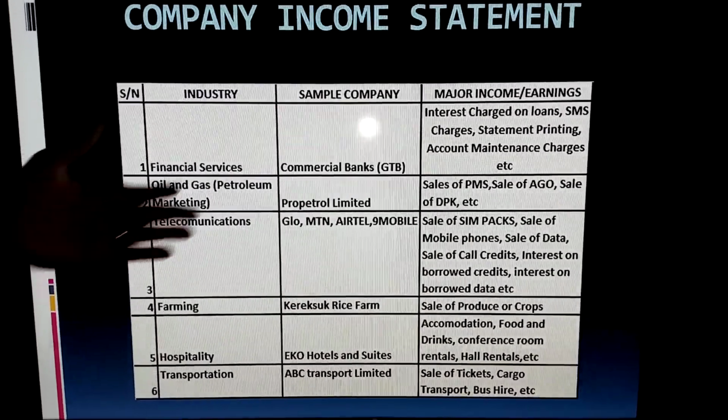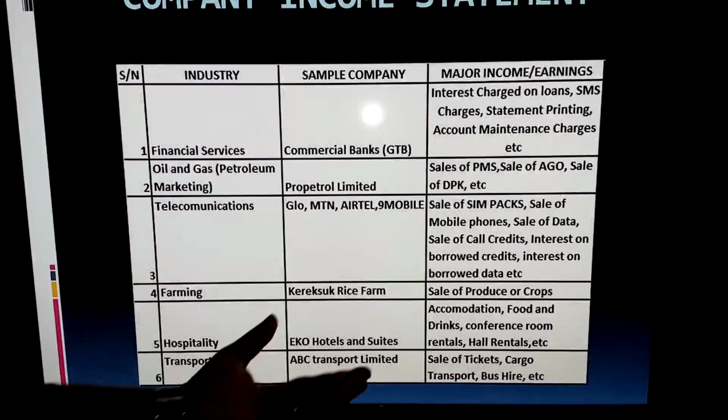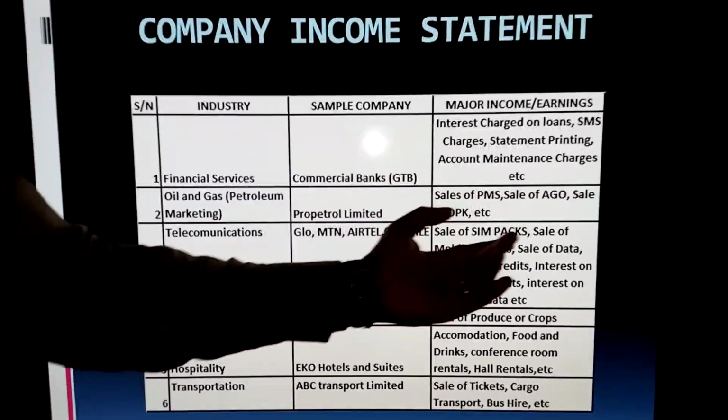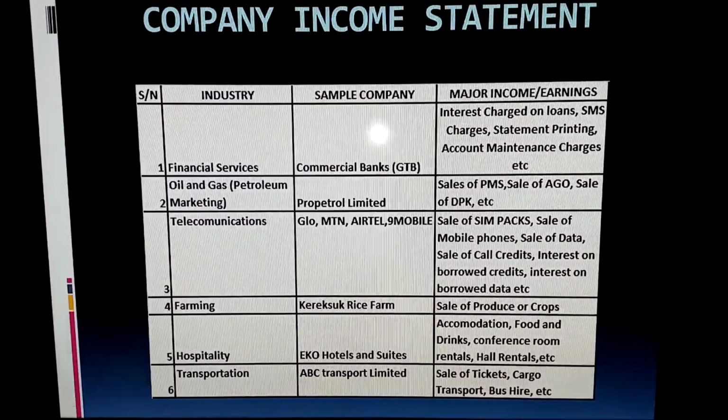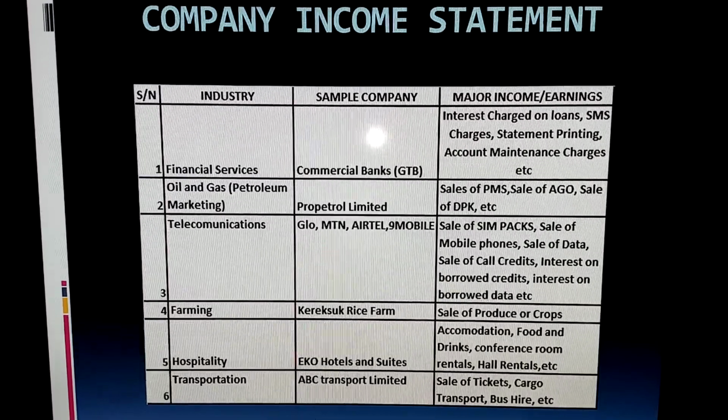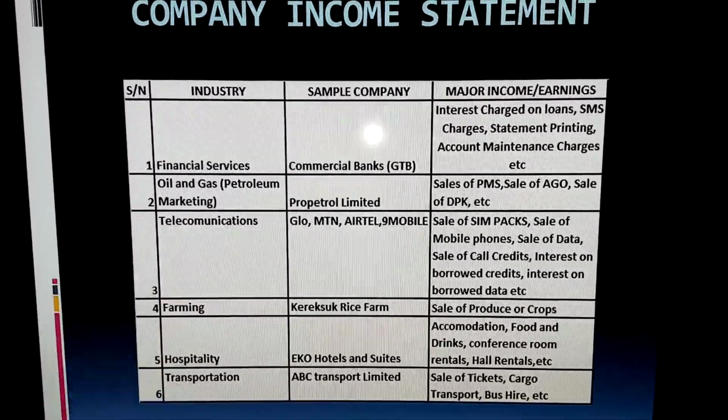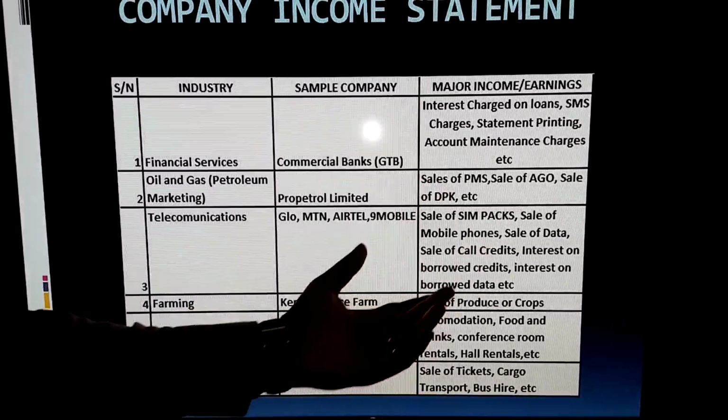Let's look at oil and gas, petroleum marketing. Let's say Petrol Limited. What do they do? They sell PMS. PMS is your fuel. AGO, your diesel. DPK, that's your kerosene. So you have a typical trading and profit and loss account in that scenario. Telecoms, what do they do? They sell SIM packs. Those are their income items.